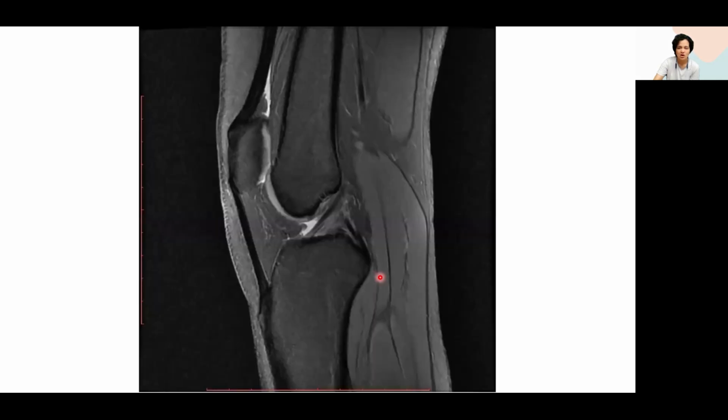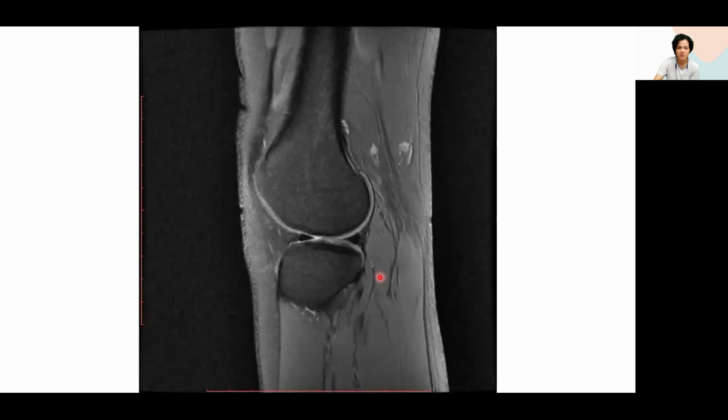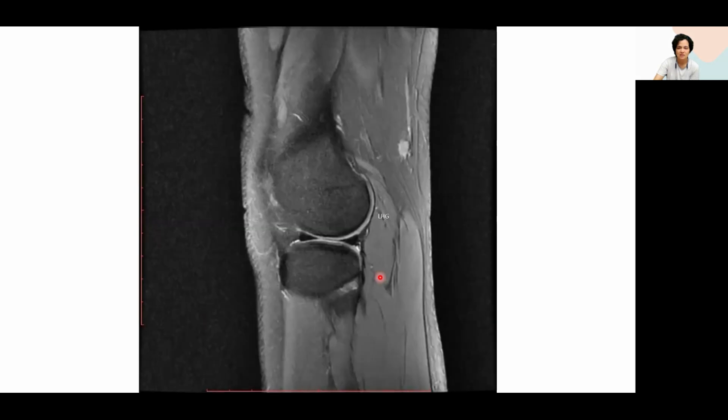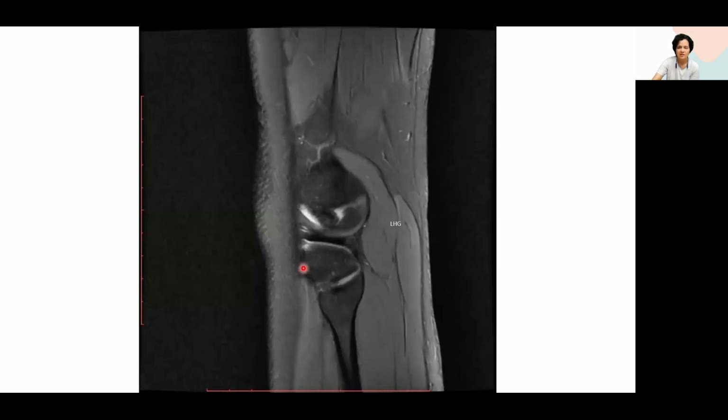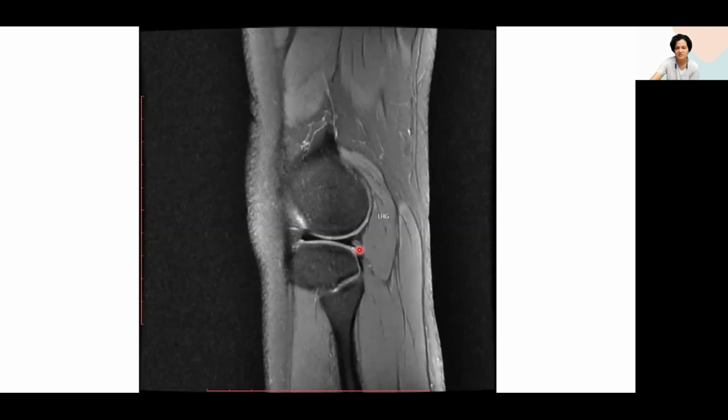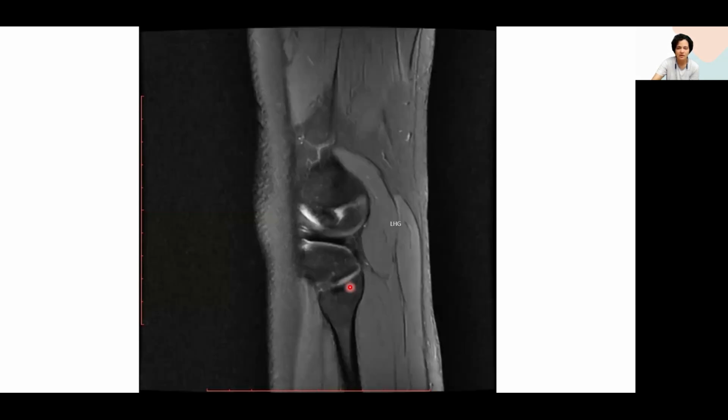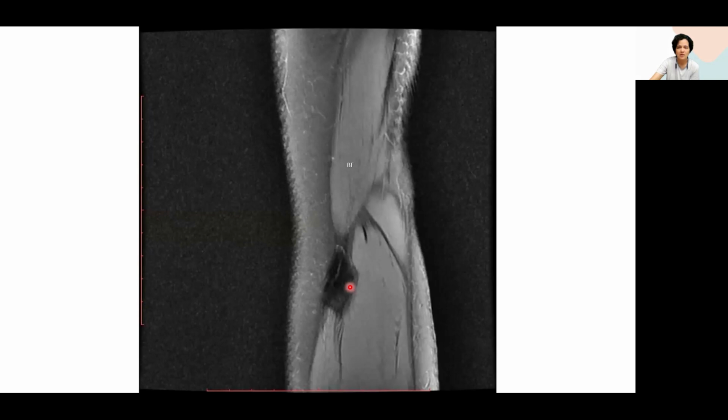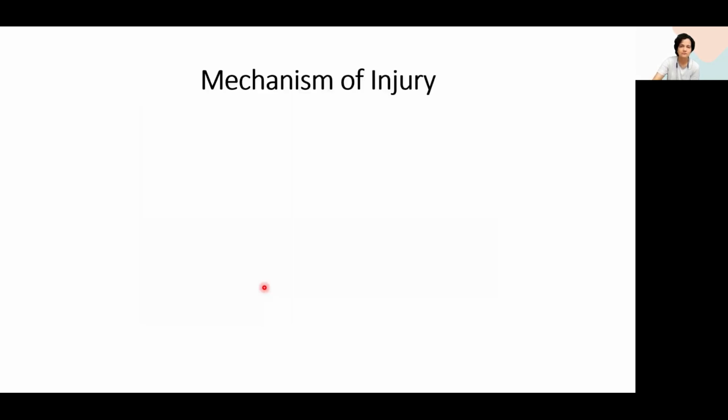On sagittal view, you can see this is the lateral meniscus. You can also see the popliteus tendon and popliteomeniscal fascicles. This is the head of fibula, and this is the biceps femoris tendon attachment over the head of fibula.